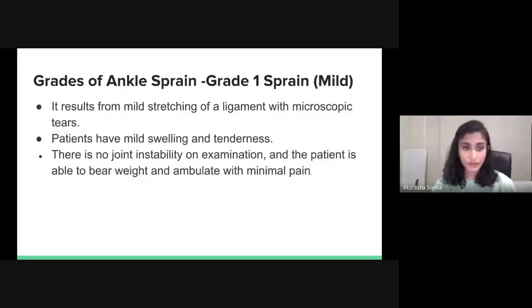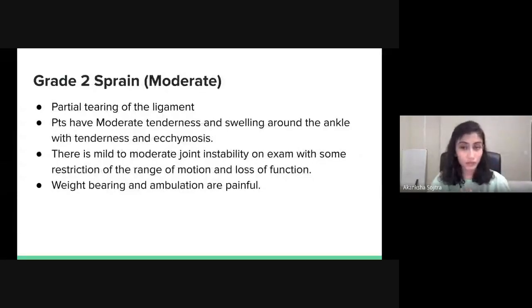Now, grade 2 sprains. This is what we see a lot, which is partial tearing of the ligament. There is moderate tenderness and swelling around the ankle. You can also see ecchymosis, which is that purplish color that you see in ankle sprains. There is mild to moderate joint instability. So now when you do your anterior draw test or talar tilt test, you would see a little laxity there, but you'll still get an end feel when you do the testing. Weight bearing and ambulation are painful, but patient would still be able to bear weight and come into the clinic.